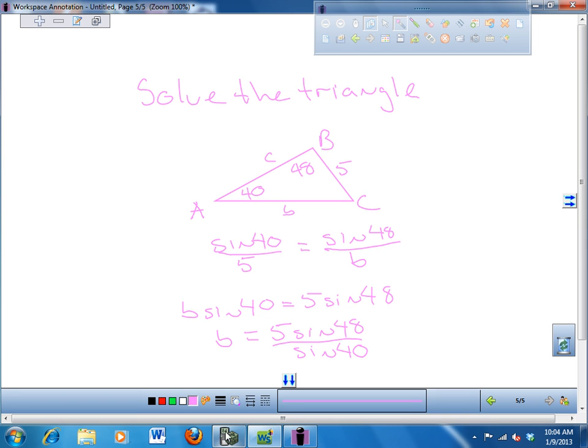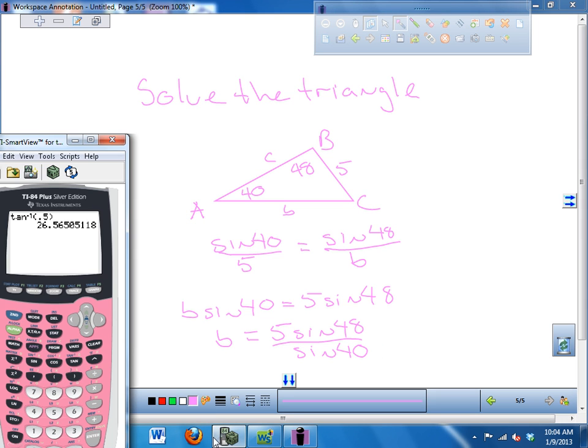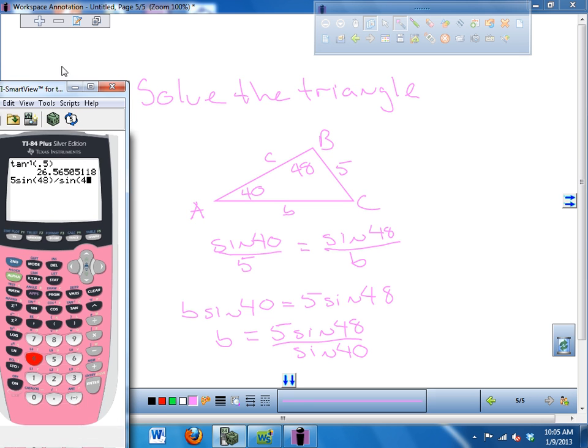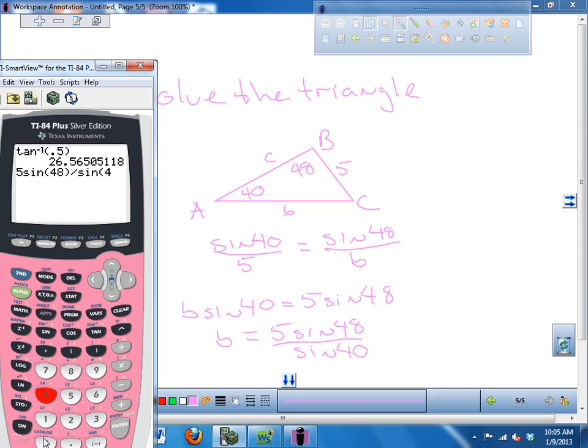And then you take your calculator. What's the answer? Let's see if that's right. 5 sine 48 close parentheses divided by sine of 40. Sine of 40, it just got bigger. Okay, and that is equal to 5.78. So side B is 5.78. So that's part of the solution.